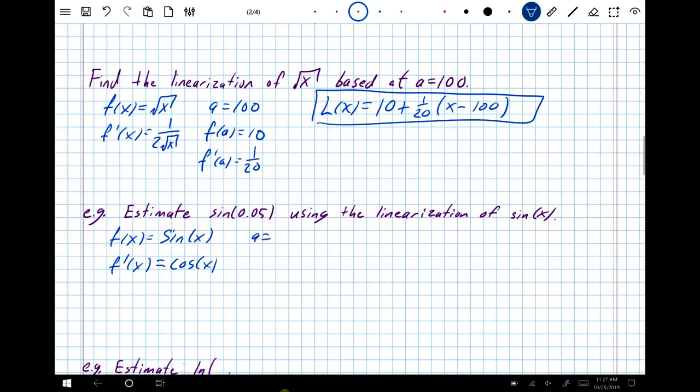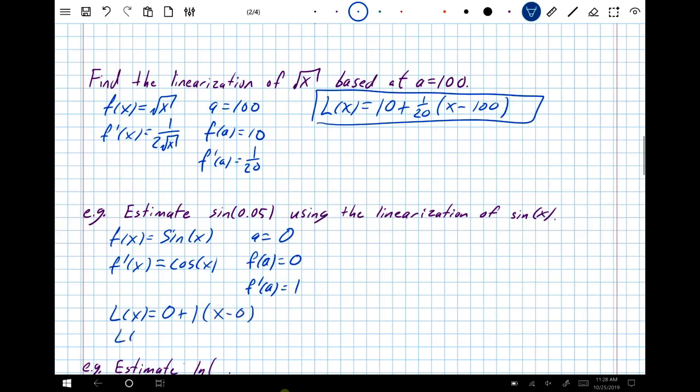Well, here you got to be smart. What would be a good x value to choose? We want something close to 0.05, but also something that is easy to plug into sine. So I'm going to choose 0. Makes sense. Sine of 0, I know what that is. By the way, what is sine of 0? That's just 0. What is cosine of 0? Well, that's just 1. So my linearization for sine of x is just, well, I'm starting at 0 plus my slope is a 1 times x minus 0.